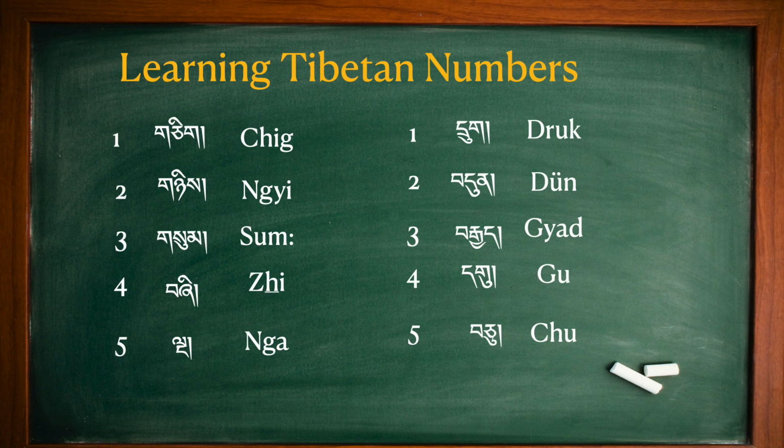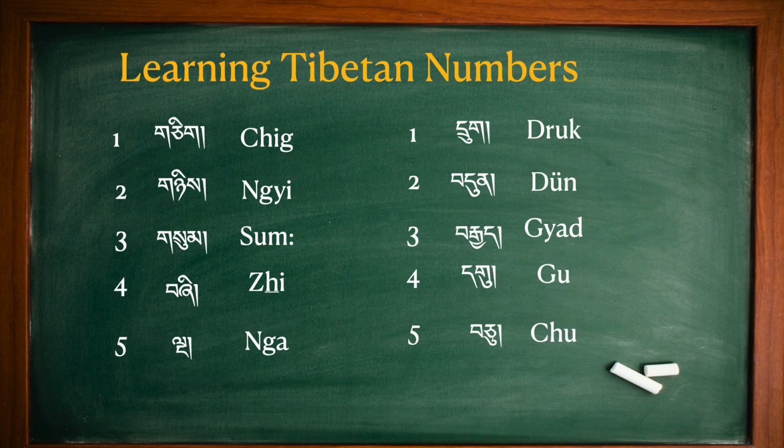Alright, first let's start with the 10 basic numbers. 0 in Tibetan is lekor, lekor. 1 in Tibetan is chik, chik. 2 in Tibetan is ni. 3 in Tibetan is sum. 4 in Tibetan is shi. 5 in Tibetan is nga.